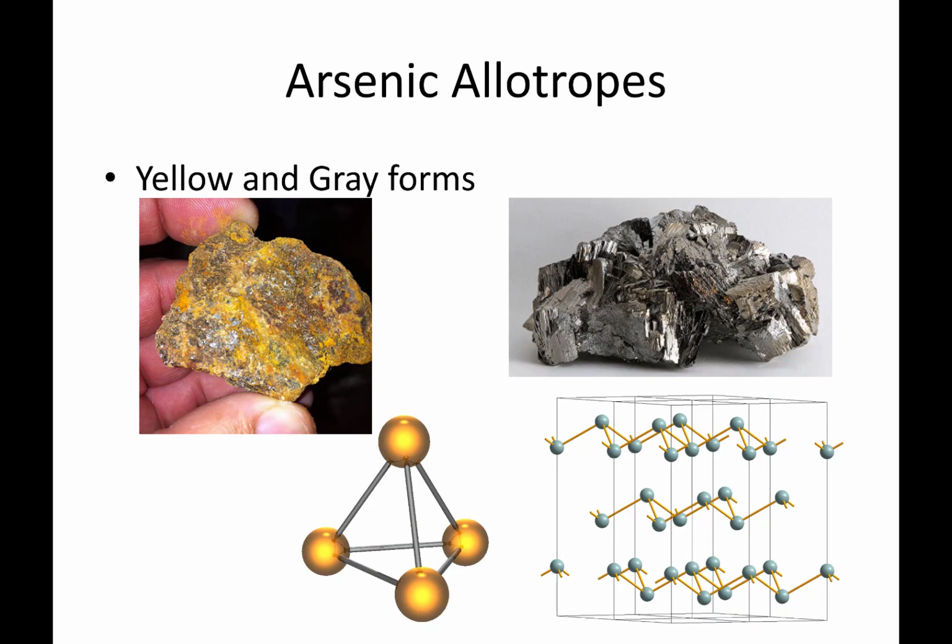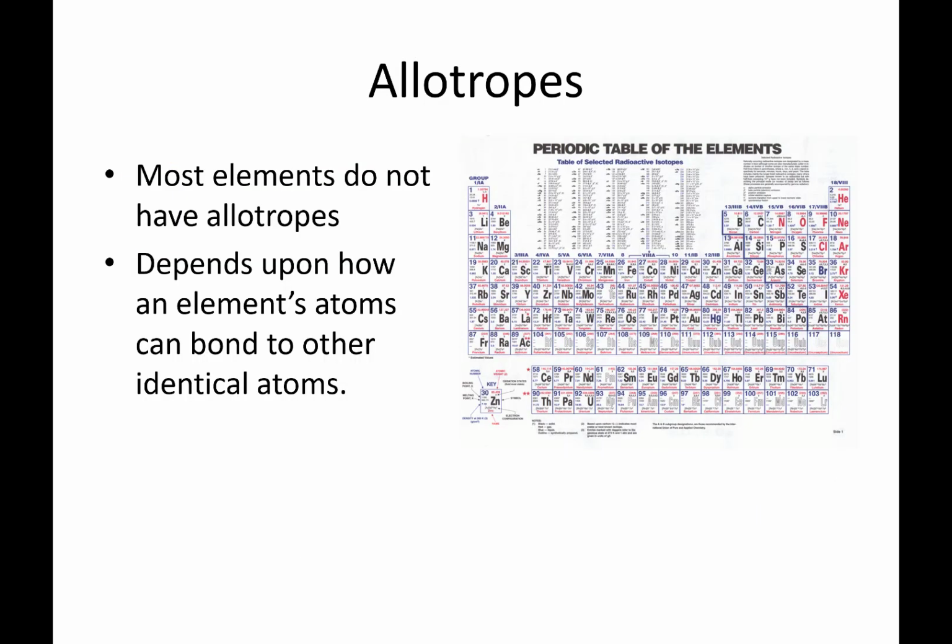Arsenic has a couple different forms, yellow and gray arsenic, with very different structure, how the molecules are put together, but the chemical formula for both of these is As, arsenic. So as we talk about elements, please be aware most elements do not have allotropes. Many do, probably less than 30 elements have common allotropes, but you are going to encounter them sometimes, and they're really interesting things. They all depend upon how the atoms bond to each other if they happen to be identical, like arsenic to arsenic or carbon to carbon.